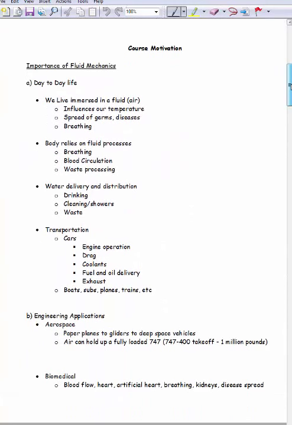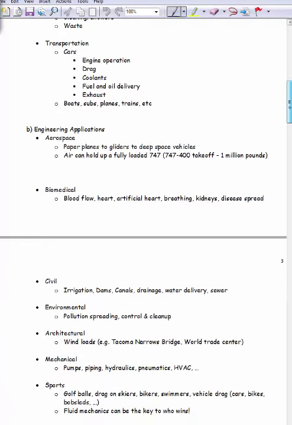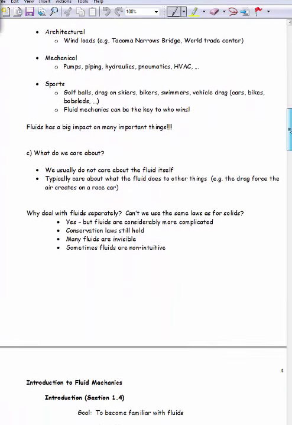So let's get started on our very first video, starting with the importance of fluid mechanics. Lots and lots of applications, and I'll let you just read through these. I'm sure you can also come up with a whole lot more applications where fluid mechanics is important, because it is very, very important.